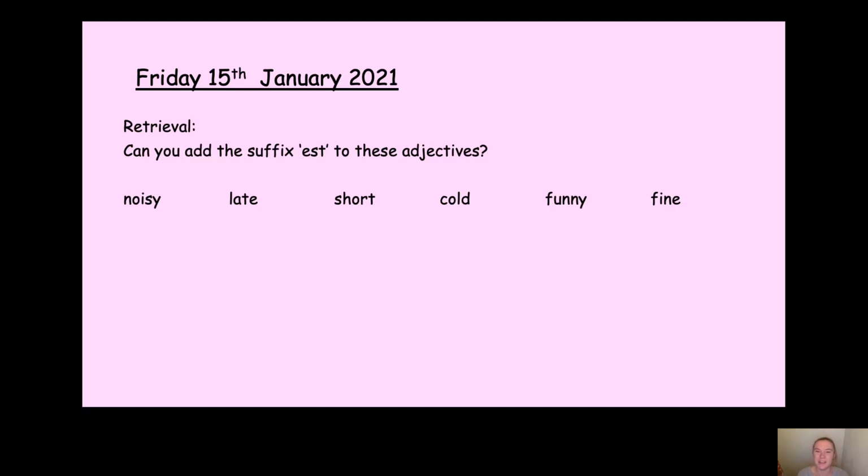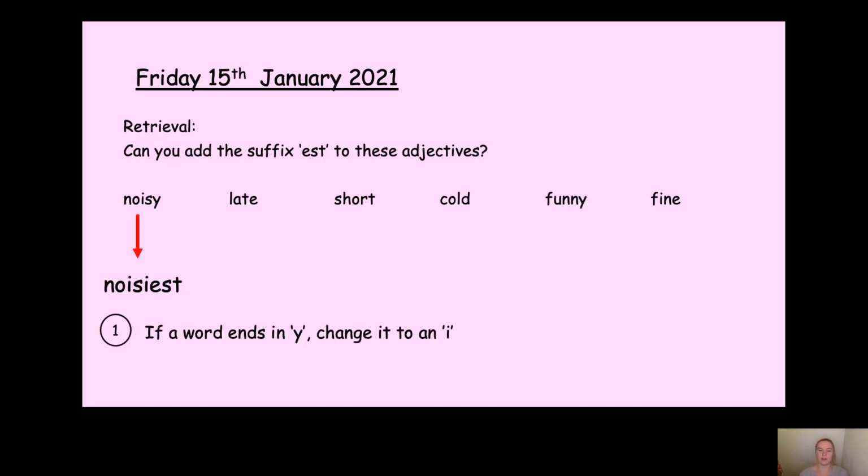Okay, should we see how you got on, how much you remembered? So, first one, noisy. Now, what do you notice about the adjective noisy? Yes, that's right, it ends in a Y, doesn't it? Now, what did we have to do if an adjective ended in a Y to add the suffix est? Yes, that's right, we had to change the Y to an I before we add the suffix est. So that would mean that noisy changes to noisiest. So we've changed the Y to an I and then added the suffix est to make noisiest. So there you go, there's our first rule. If a word ends in Y, change it to an I.